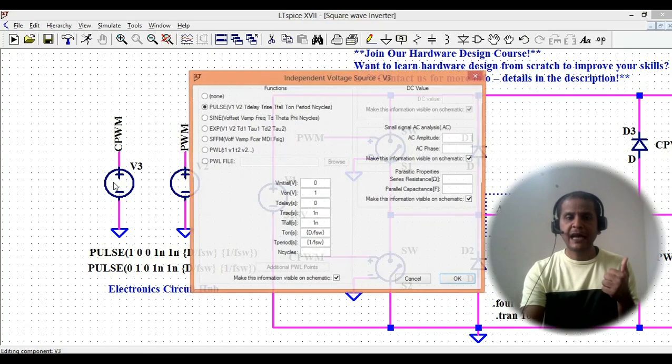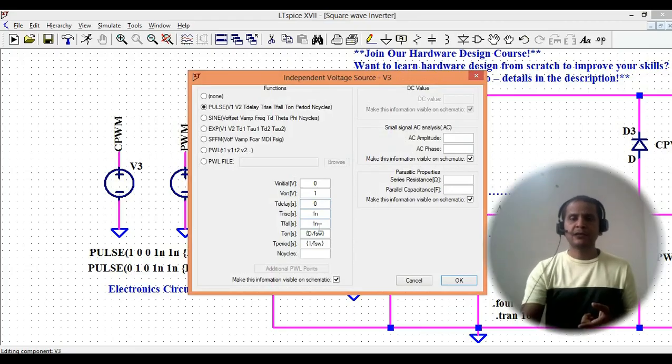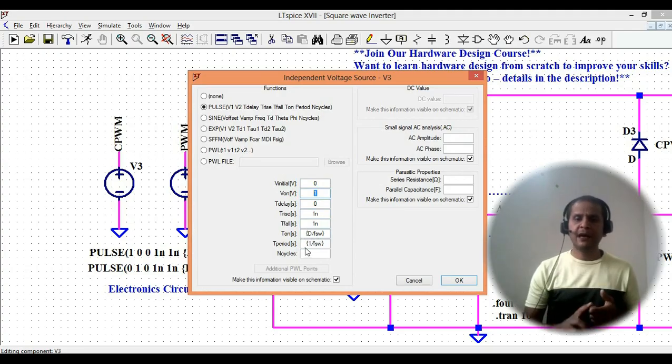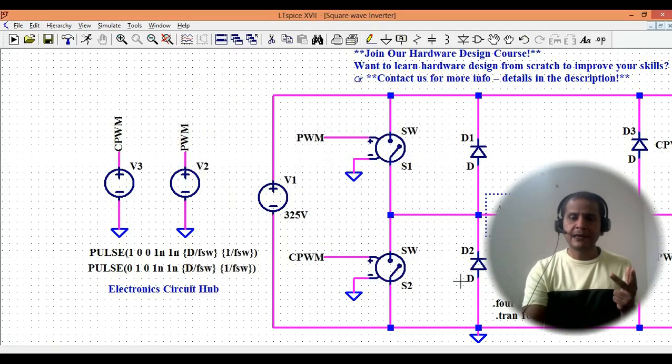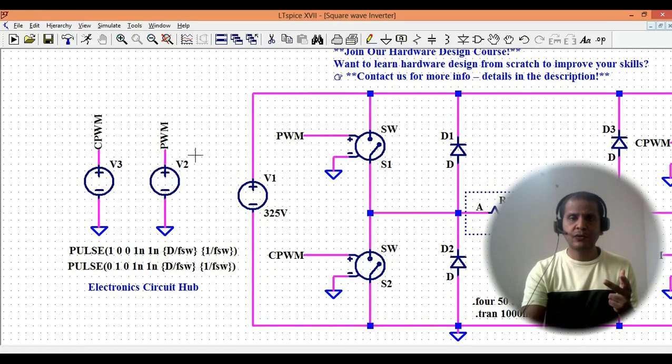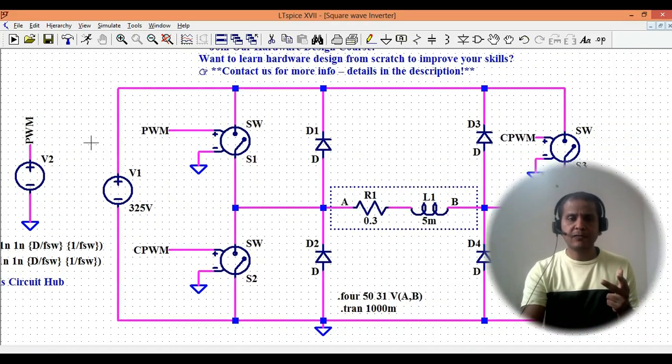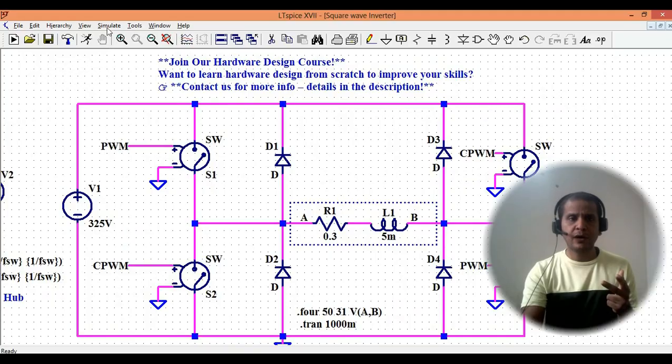Now if I right click on the CPWM, again initial is 0, on is 1, and the T on is D divided by FSW, and T period is 1 divided by FSW. That is done. Everything is now set. Now I'm going to run the simulation. In order to run the simulation, you have to go to Simulate and then Edit Simulation Command.